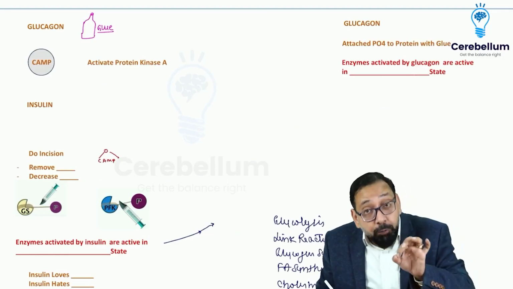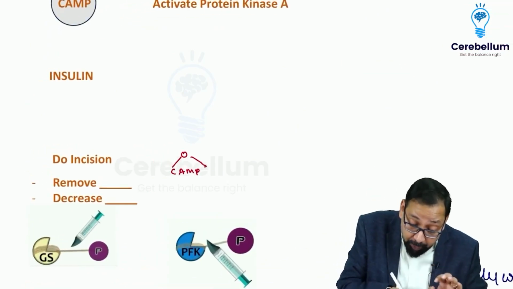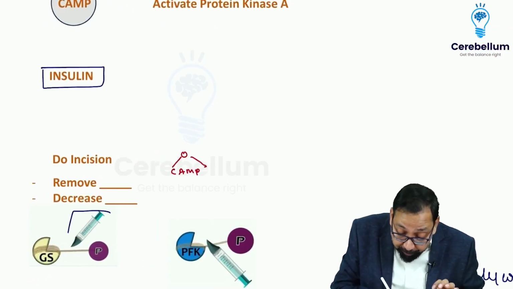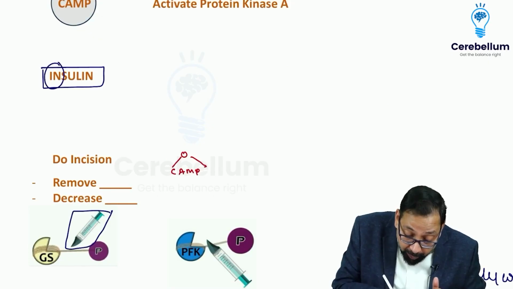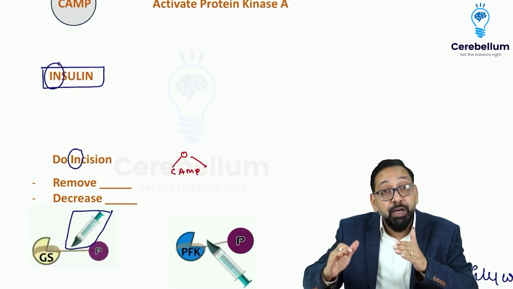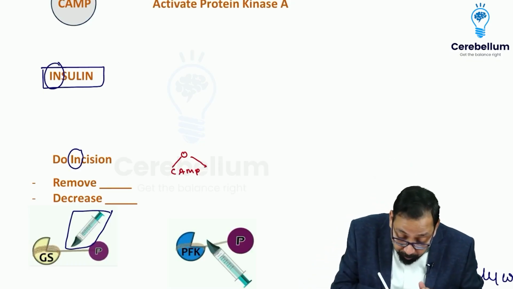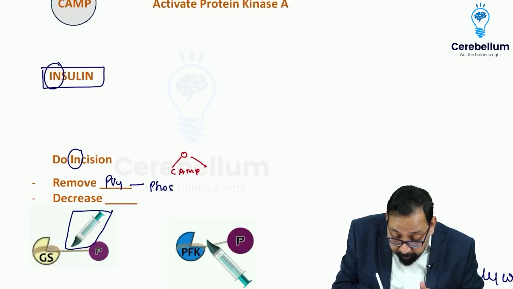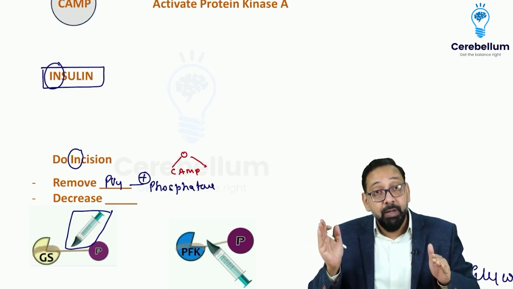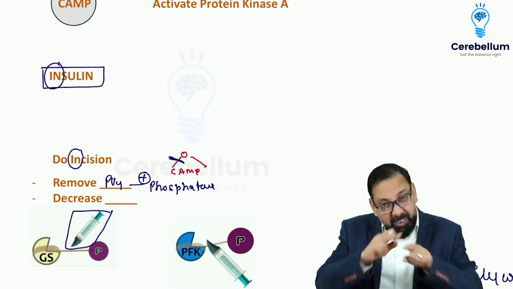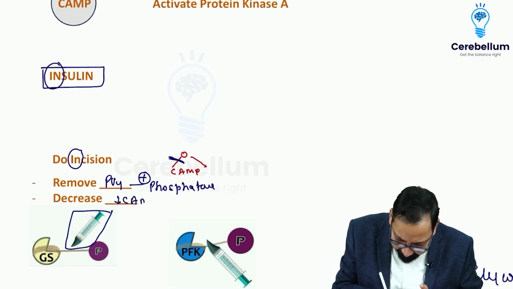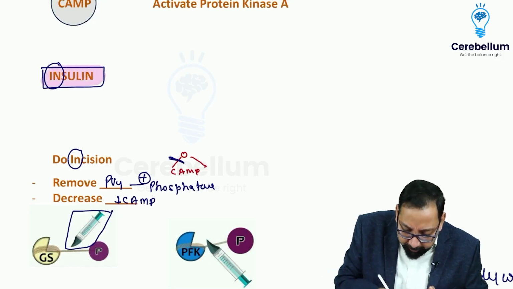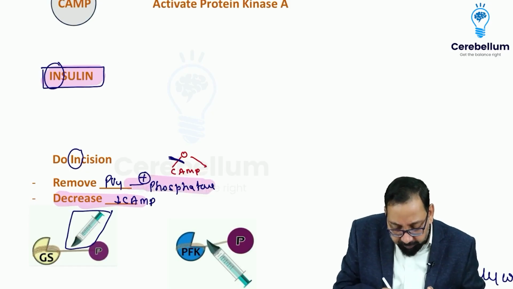Now we discuss a few diet questions with the help of mnemonics. First of all, insulin. I remember insulin as an insulin injection having a sharp end which can cut. So the mnemonic is insulin, IN for insulin, IN for incision. Insulin does incision. Insulin removes phosphate by phosphatase. So insulin activates phosphatase and removes phosphate. Insulin does incision of this cyclic AMP. When it cuts, cyclic AMP will decrease. So direct questions are asked: insulin decreases cyclic AMP, insulin activates phosphatase, so removes phosphate.